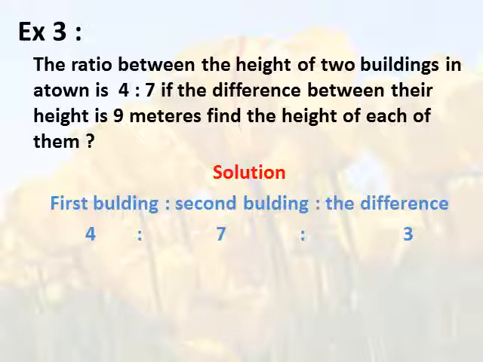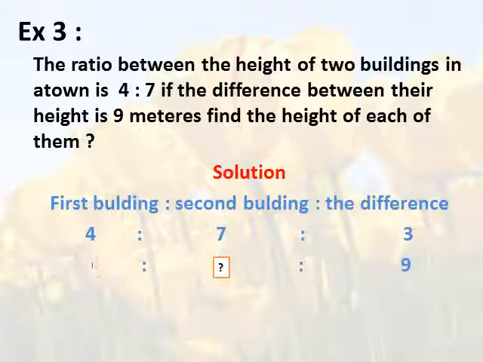I know the real value of the difference between the heights of the two buildings. I will put 9 under the third term, which is called the difference. I will put question mark for the first and second buildings because I don't know the real value of the height of the first or the second building.